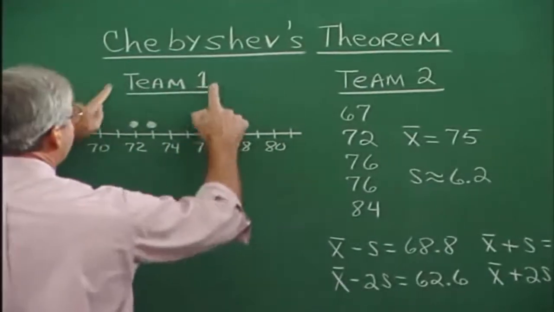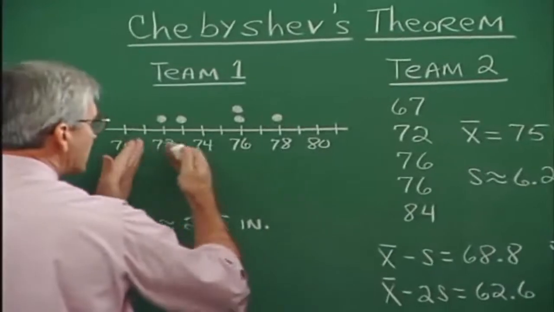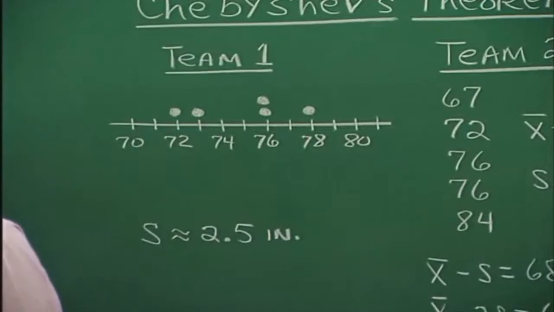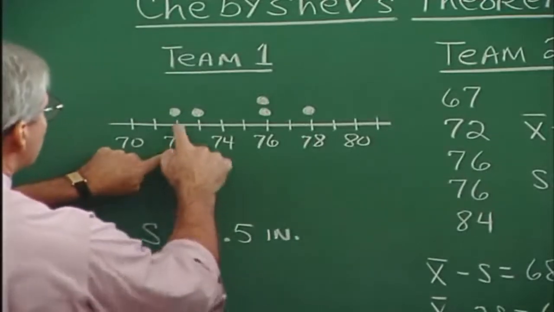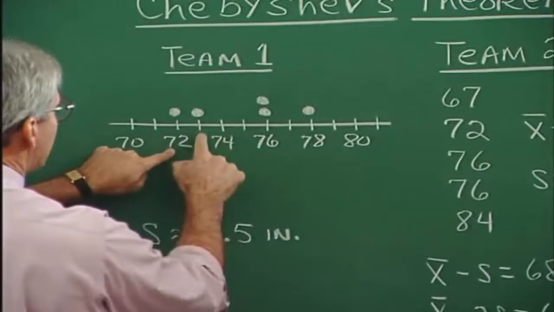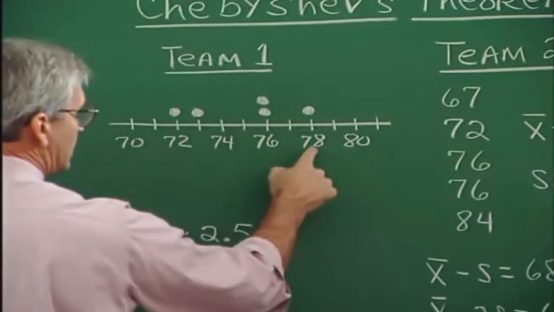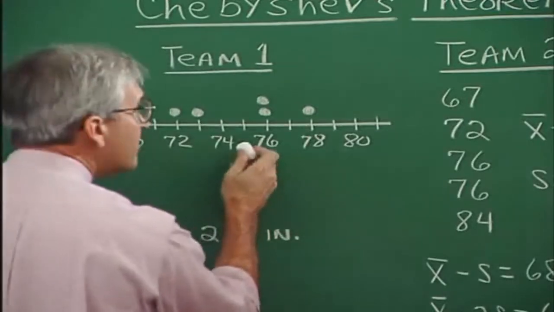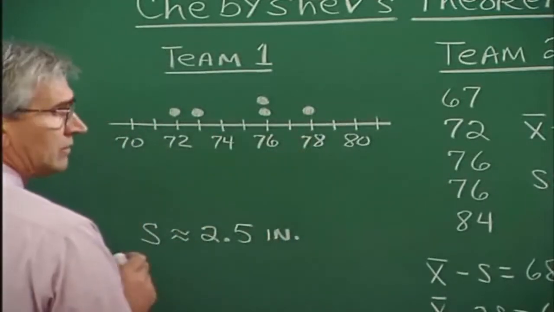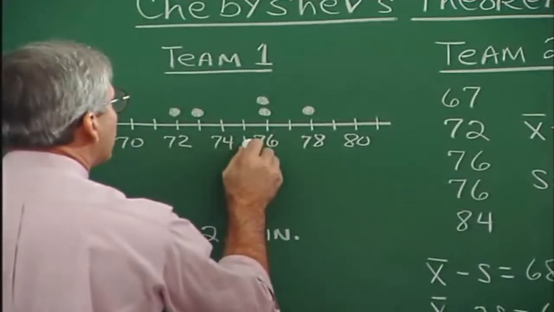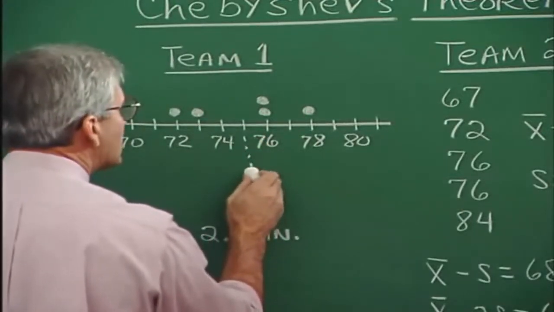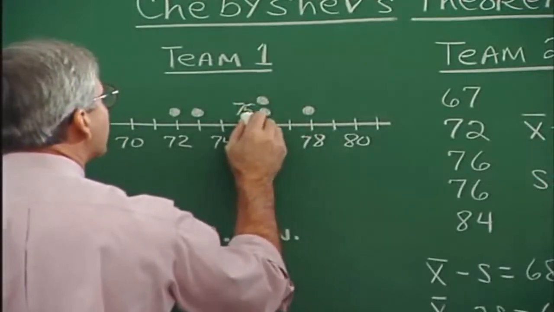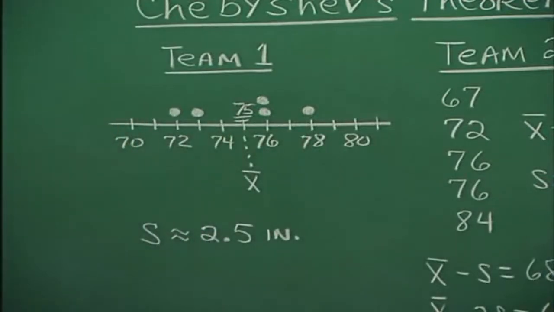Remember, with team 1, if I make a graph of the heights of players on team 1, and these are inches along the graph, and we had one player that was 72 inches tall, another that was 73 inches tall, two players 76 inches tall, and another 78 inches tall. Okay, we found that the mean in this sample is 75. So 75 is the X bar. I'll put 75 up here. Okay, so that's the mean.